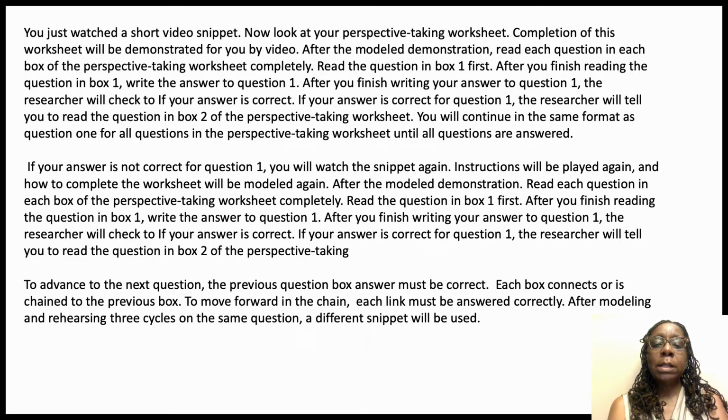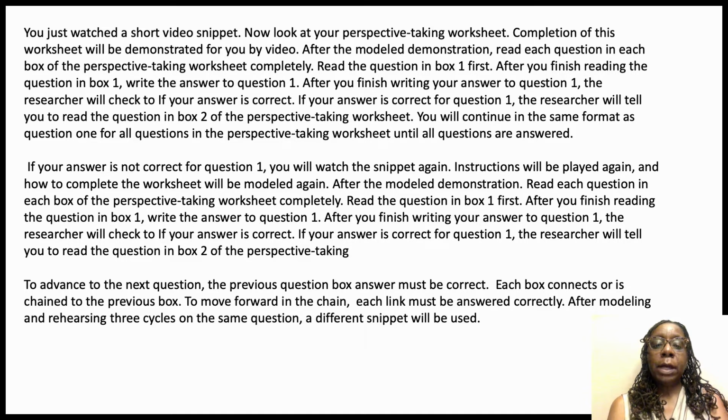10 questions are answered. If your answer is not correct for question 1, however, you will watch the snippet again, the identical snippet as before. Instructions will be played again, and how to complete the worksheet will be modeled again. After the model demonstration, read each question in each box of the perspective taking worksheet completely. Read the question in box 1 first. After you finish reading the question in box 1, write the answer to the question.